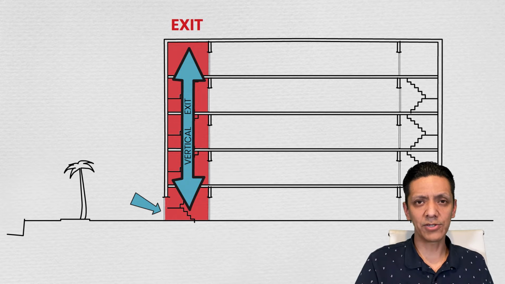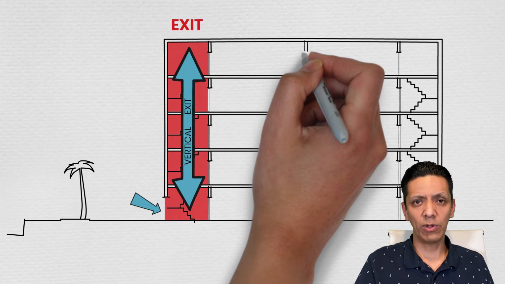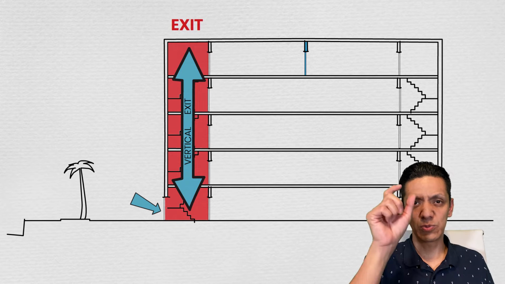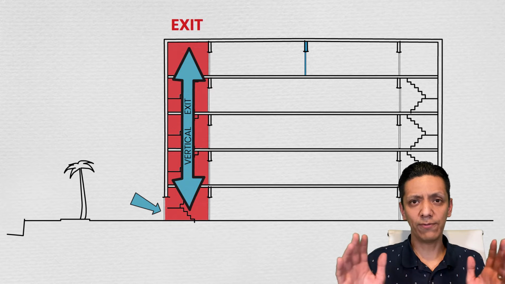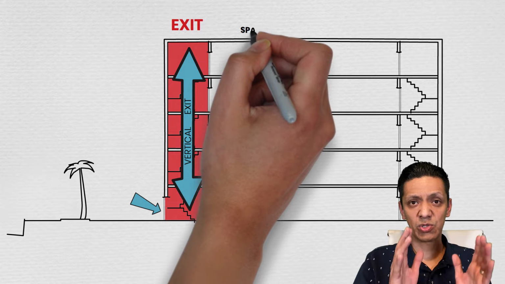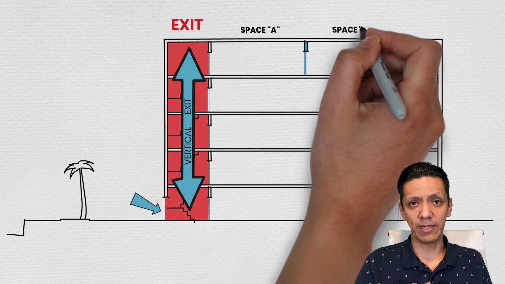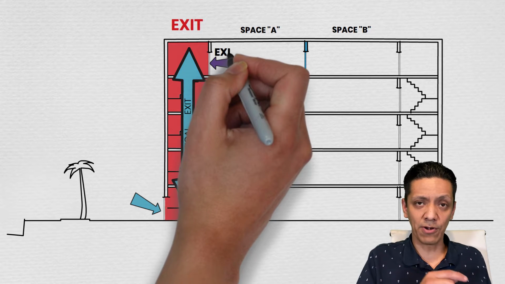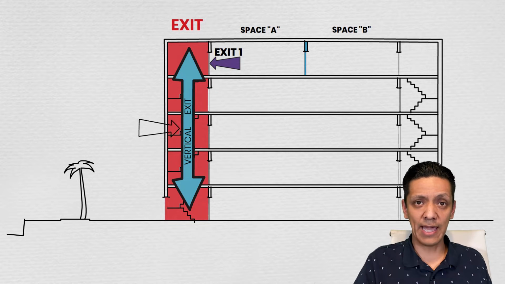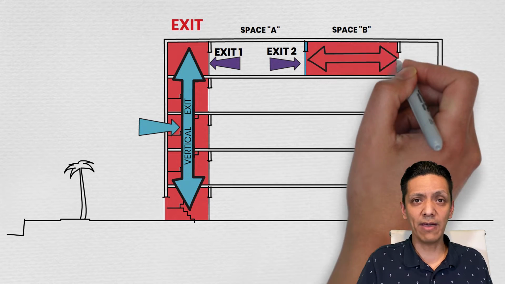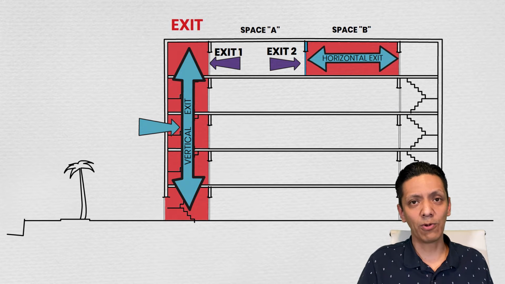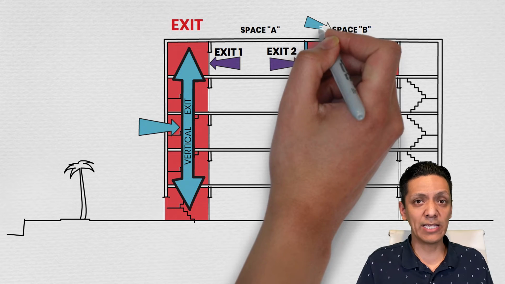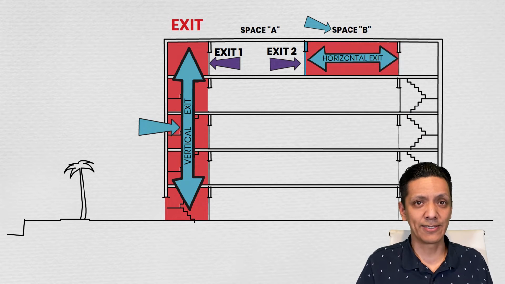And following that logic, what if we were to divide this floor in 2 so that we build a special wall and separate the floor in 2 such that there's space A and space B. And if we're egressing from space A, we have one vertical exit where we exit down, and then we have a horizontal exit where we exit into the adjacent space. And then space B is the exit.